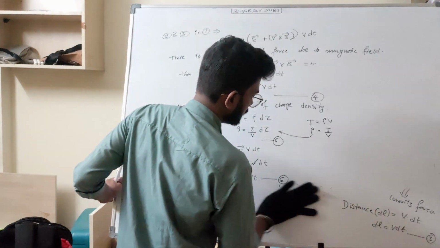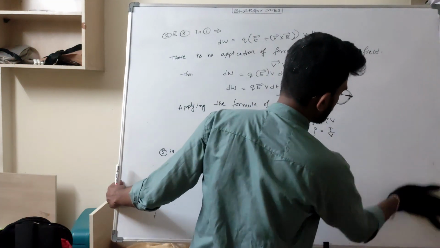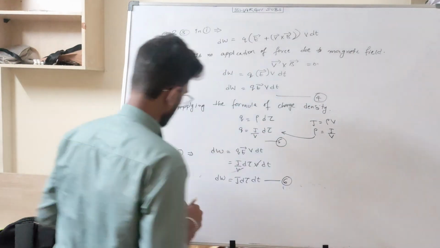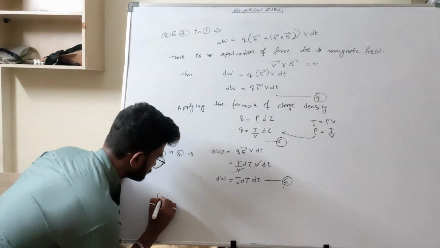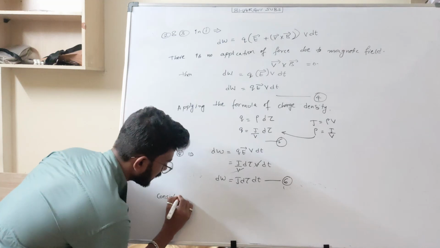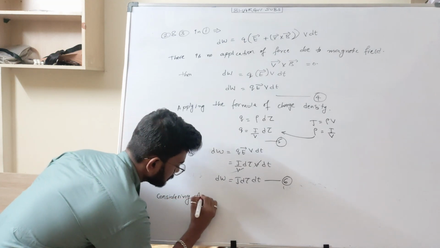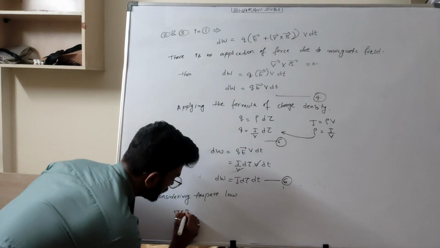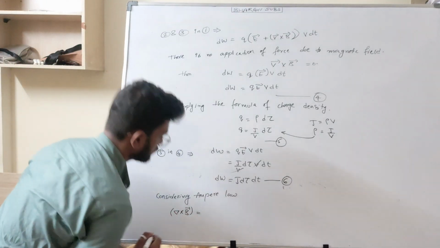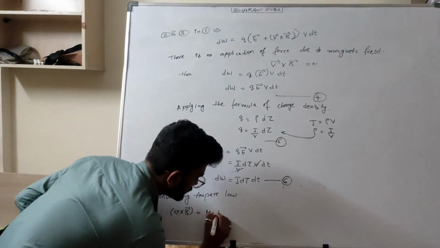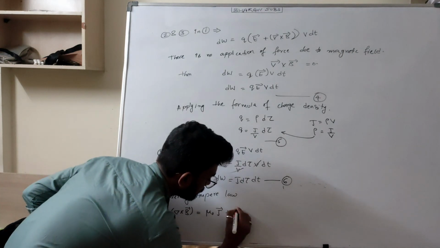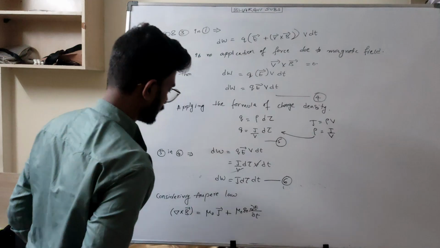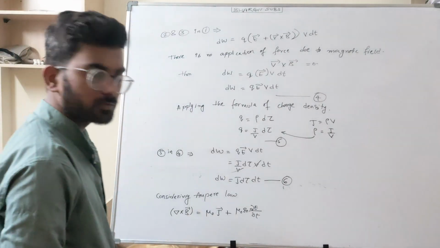So what is Ampere law? What is the equation regarding Ampere law? Considering Ampere law, which was del cross B is equal to mu naught J plus mu naught epsilon naught dE by dt. This was the Ampere law. Correct? This was the Ampere law.